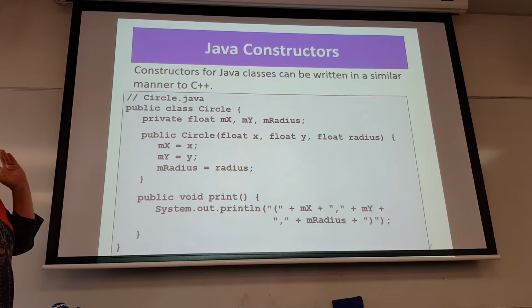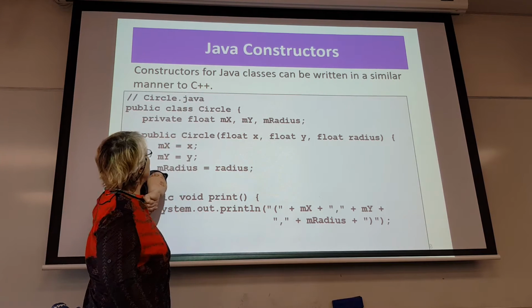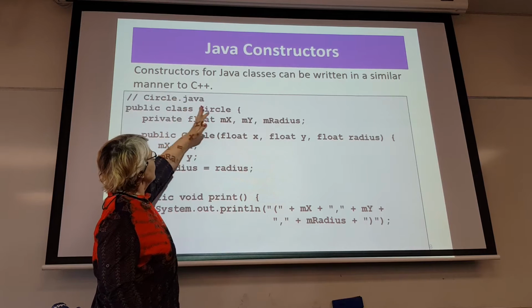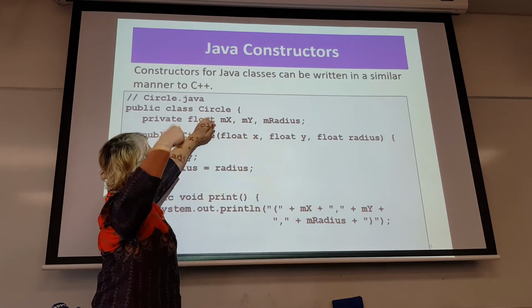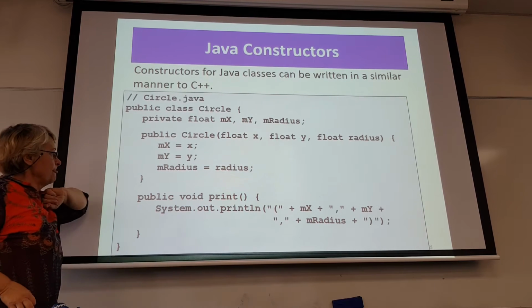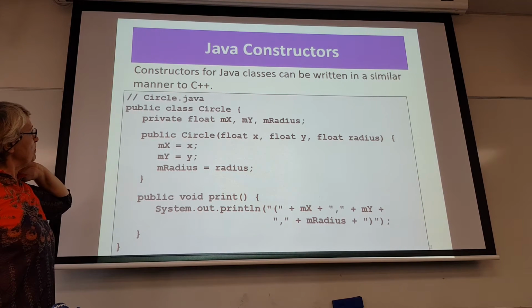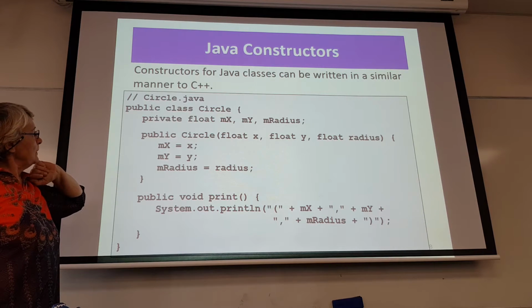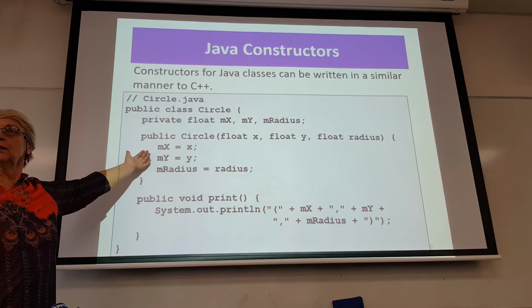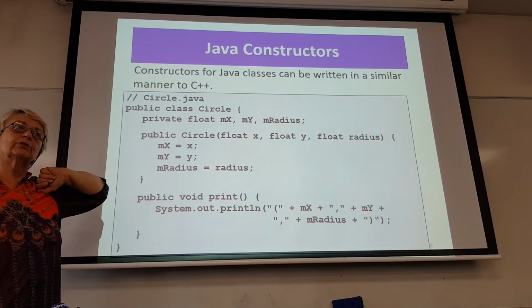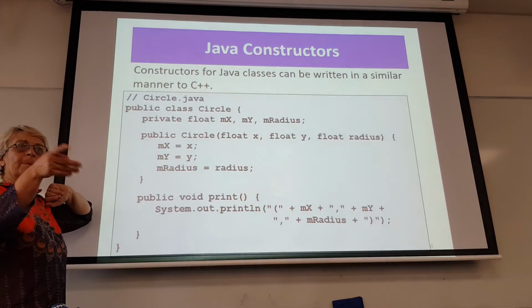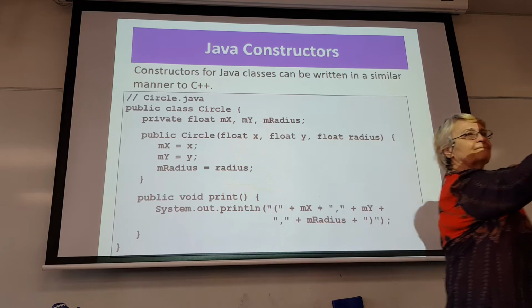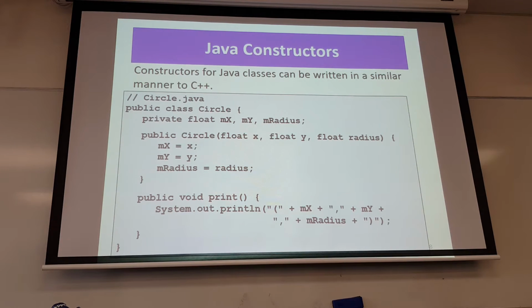Now, for our class Circle, we have 3 data members. Remember, we had a circle in C++, and this is a constructor. Now, can you point out similarities between this constructor in Java and the constructor in C++? One similarity. Yes, it does initialization of data members. So a constructor initializes data members of the class.